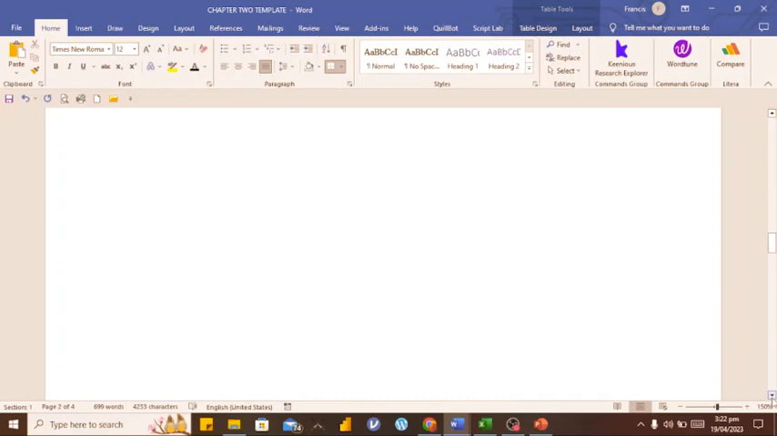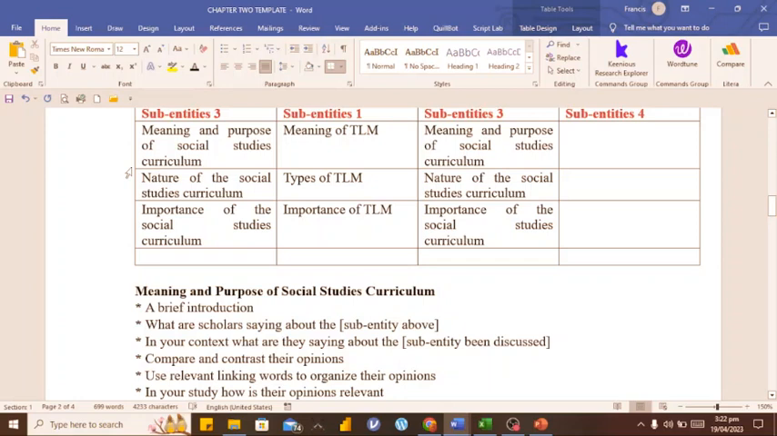So after you talk about this one, then you come to nature of social studies curriculum, you talk about that. Then from there, using the same approach, you come to importance of social studies curriculum, you talk about that. Then from there, you come to meaning of TLM. You also talk about that. Types of TLM, you talk about that. Importance of TLM. So using the same approach.